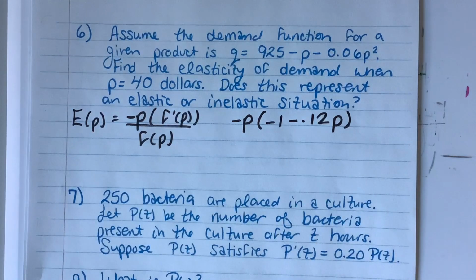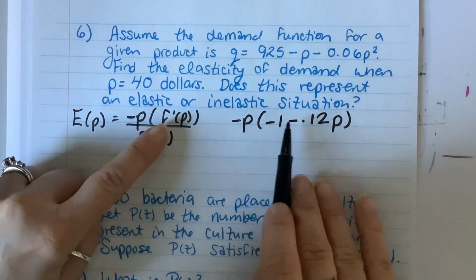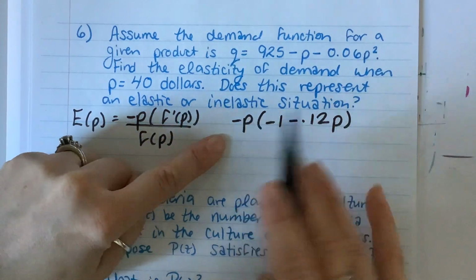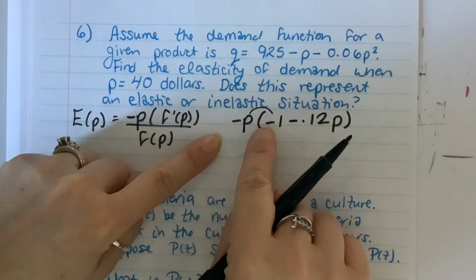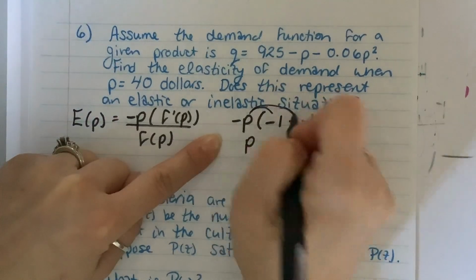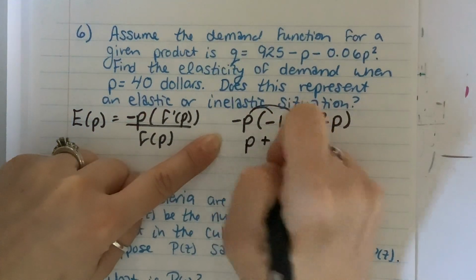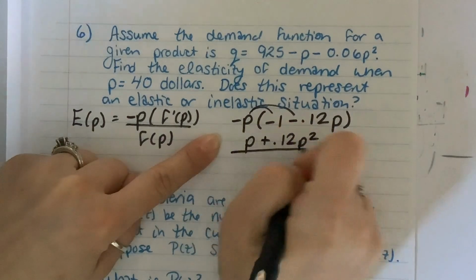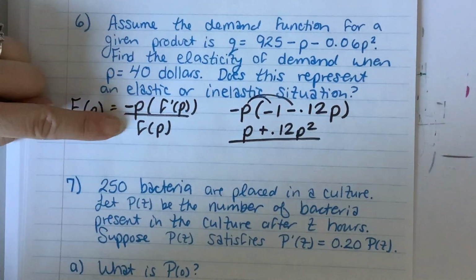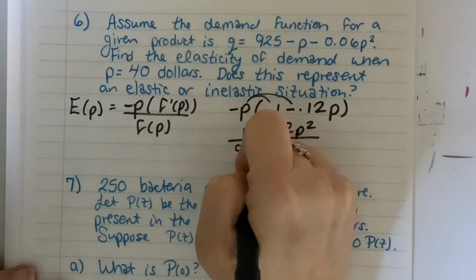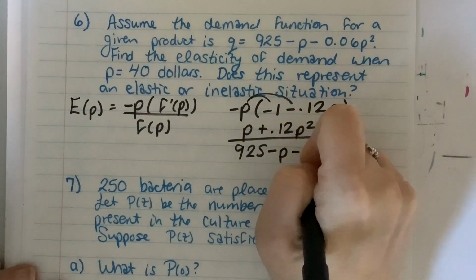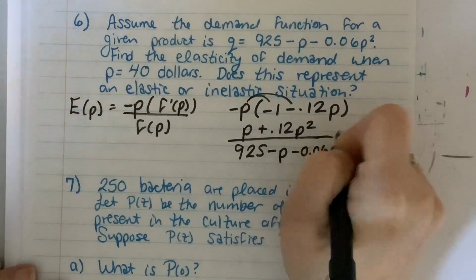Now that's the top. Because you know what to do with parentheses, I would take this negative P and bring it in before you put the original on the bottom. So what I did here is I have my negative P, the derivative of the function, distribute this in. Negative times a negative makes it a positive P. Negative times a negative makes it a positive 0.12 P squared. That is the numerator. Now the denominator is the original, 925 minus P minus 0.06 P squared.